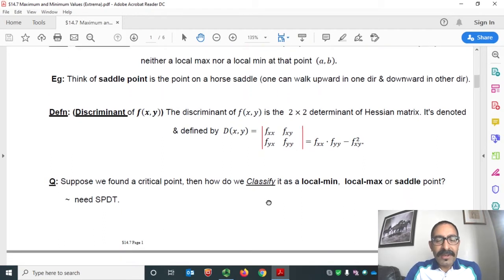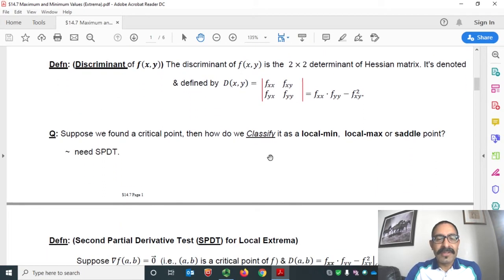Another question, let's ask ourselves: suppose we found a critical point, then how do we classify that critical point as a local minimum, local maximum, or saddle point? The answer is we need to use the SPDT, the second partial derivative test, which is our next topic. So let's move on.